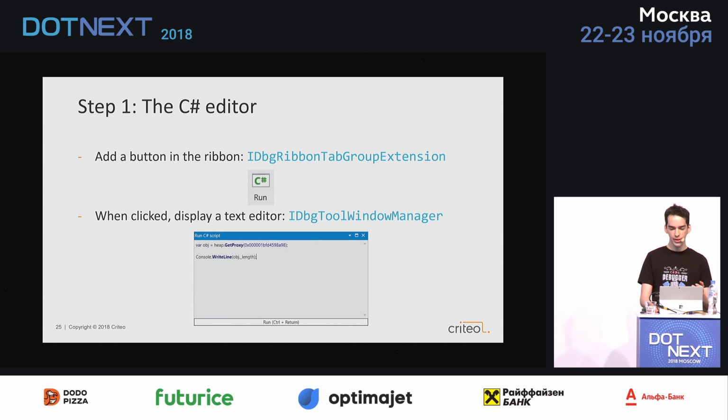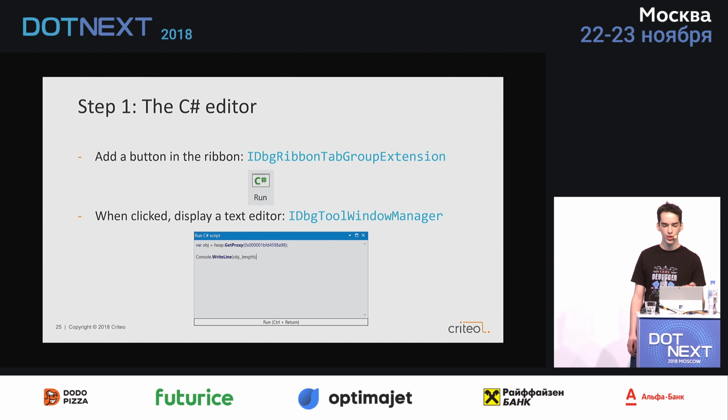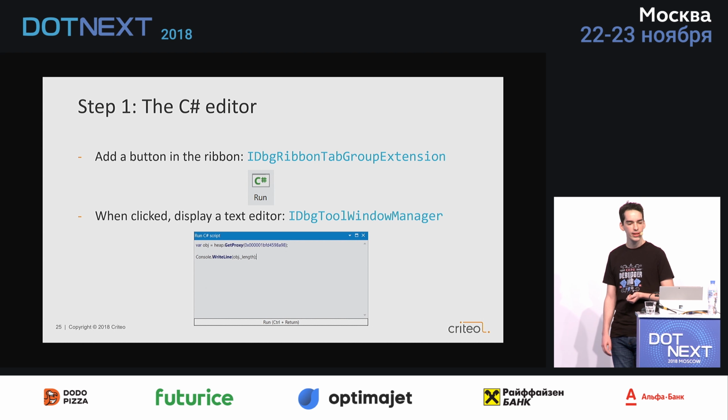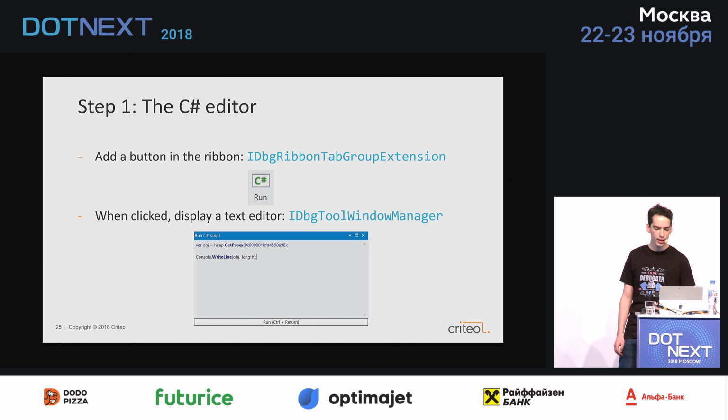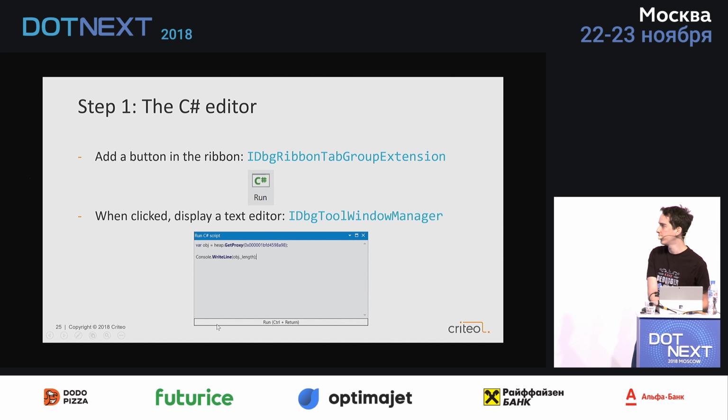The first step, we've already done twice before: we need to add a button to the ribbon. So we use the DbgRibbonTabGroup extension. When we click on it, we want to open a new tool window, so we use the DbgToolWindowManager. In that tool window, we put a little C# editor. I use AvalonEdit, which is an open source library that provides syntax coloring. And I've added the run button at the bottom.